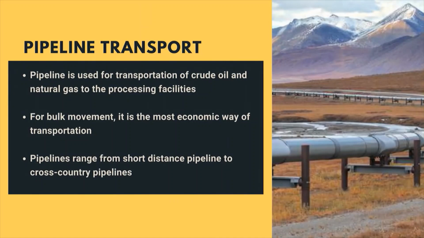Pipeline is used for transportation of crude oil and natural gas to the processing facilities. For bulk movement, it is the most economic way of transportation. Pipelines range from short distance pipelines to cross country pipelines. And of course, the pipeline's integrity needs to be always monitored. That means the pipeline should not corrode and give way, which may result in leakage or explosion. So constantly monitoring the health of the pipeline is an important activity when we employ pipeline transport.